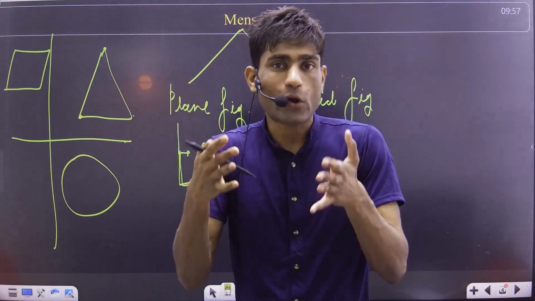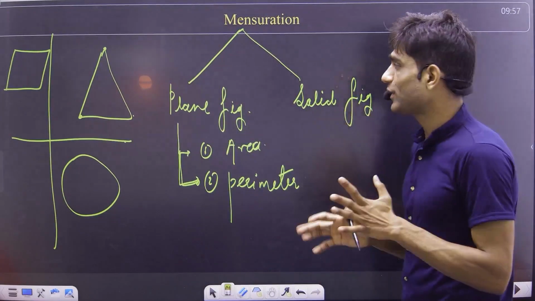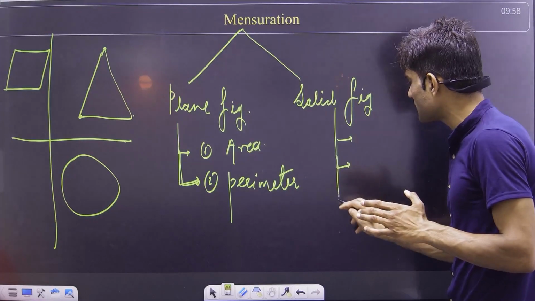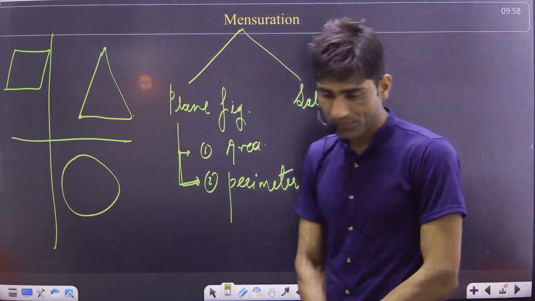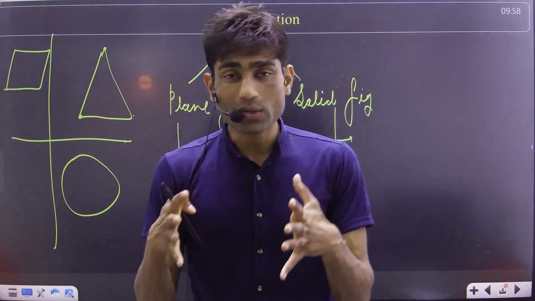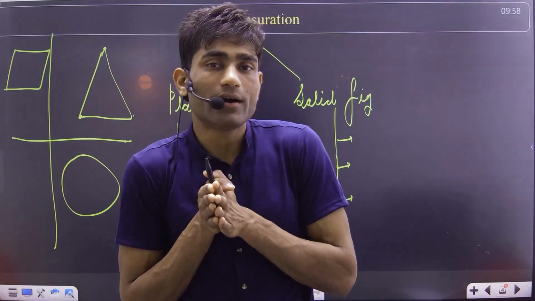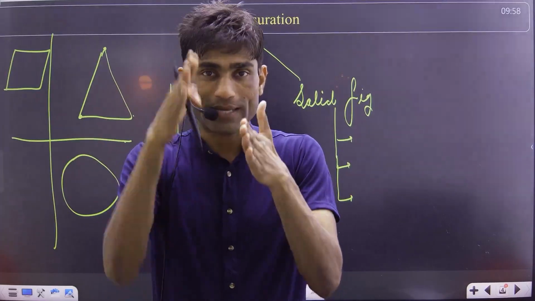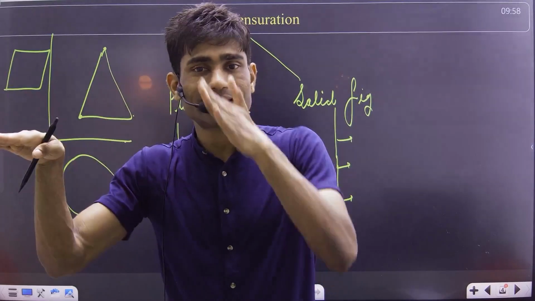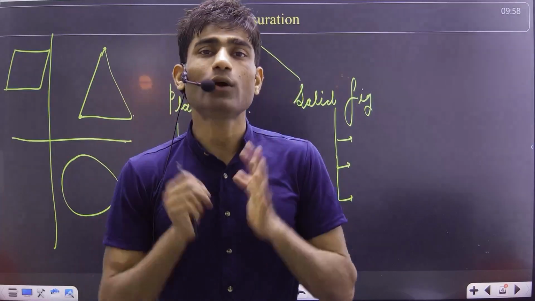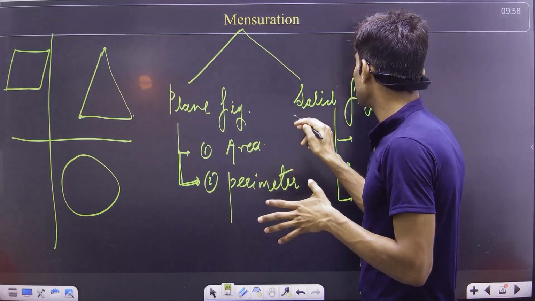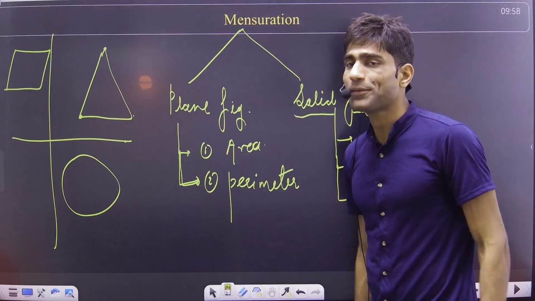Now let's move to the solid figure, okay. What is the actual meaning of a solid figure, and what are the shapes that come under the solid figure? A solid figure is a figure which we can plot into three-dimensional space, 3D space. That means x-axis, y-axis and z-axis. We have three-dimensional space, then we can easily plot solid figures, okay.